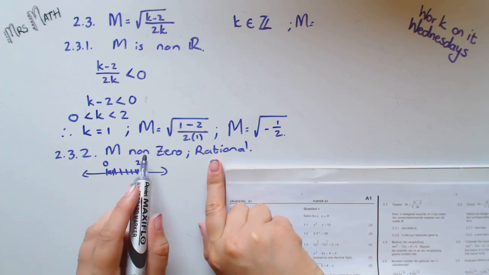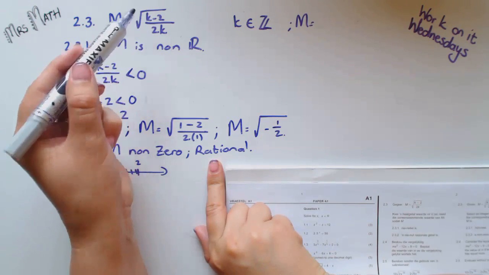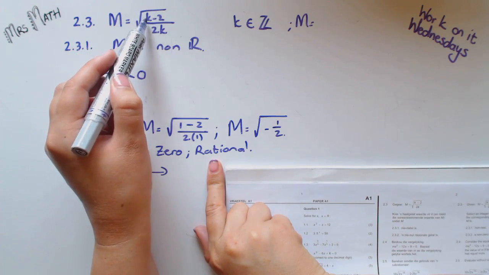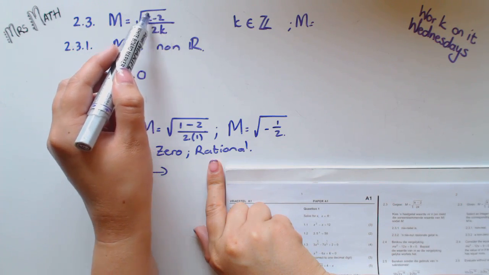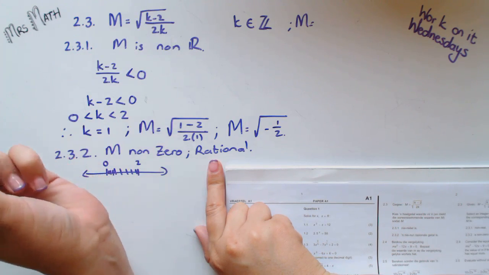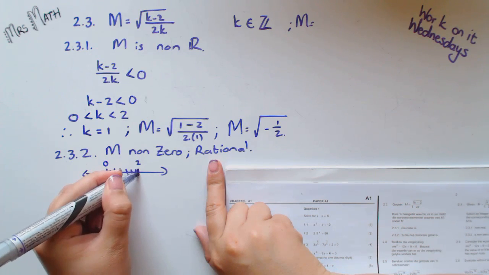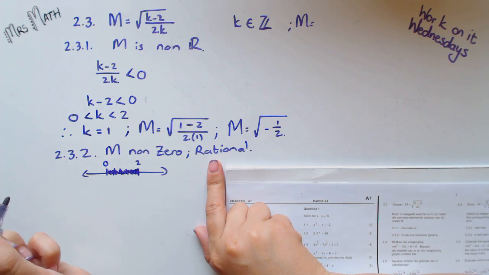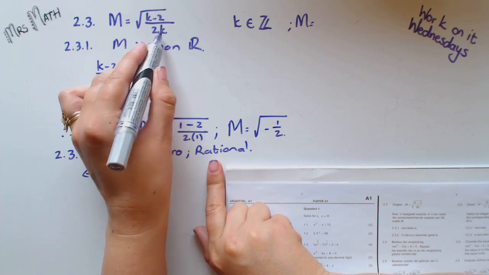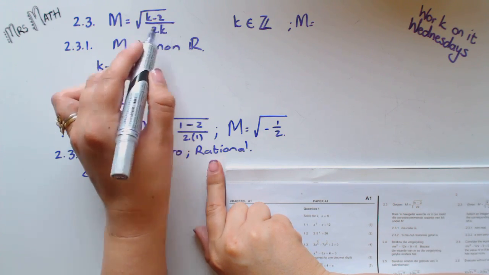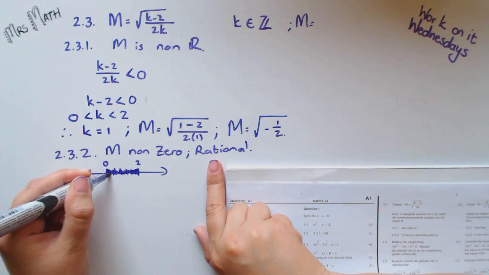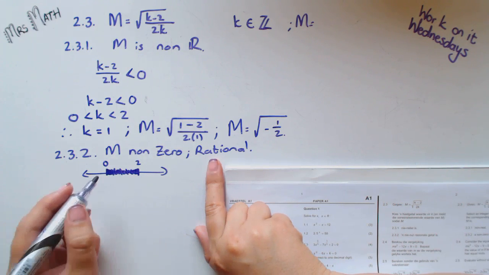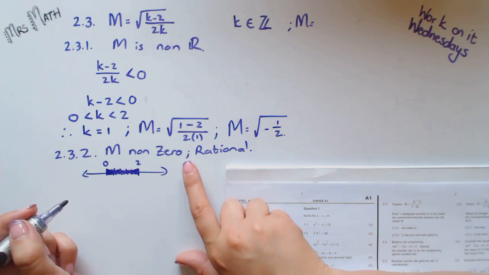But now I must also make it non-zero. I can make it 0 by making the top one 0. Then k is 2, 2 minus 2 is 0, then this whole thing becomes 0. So I don't want to pick 2 either. And I can't make k 0 also, because then the bottom one is 0, and that means it doesn't exist. So this is like a no-go zone for me, the 0 and the 2 included.